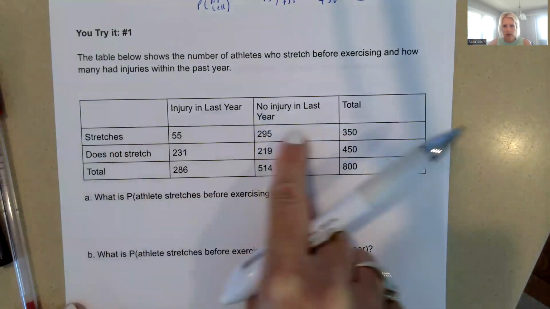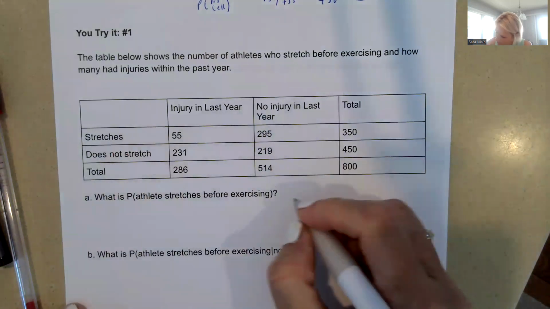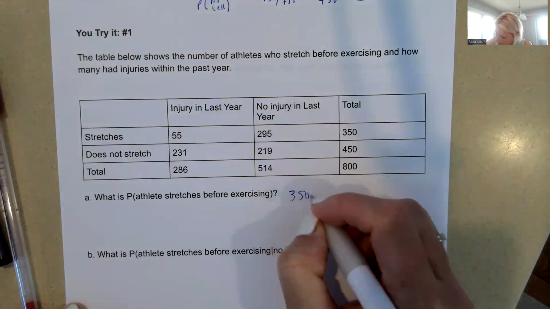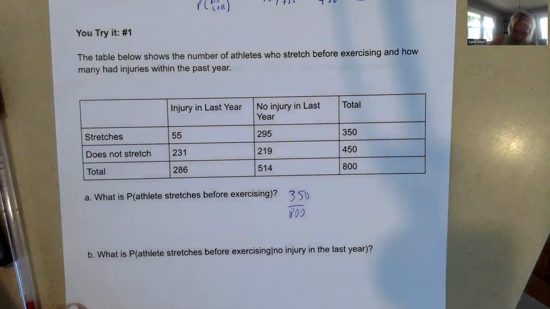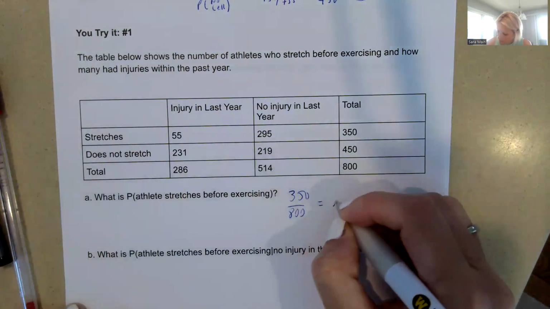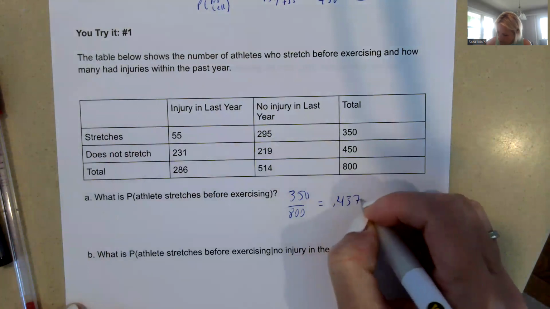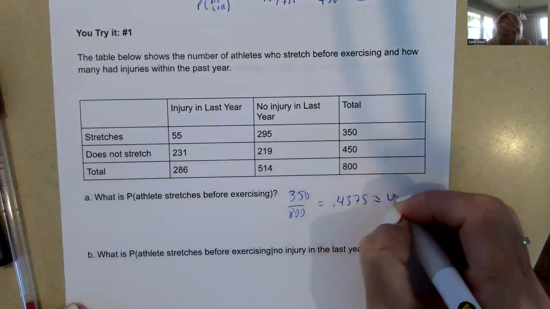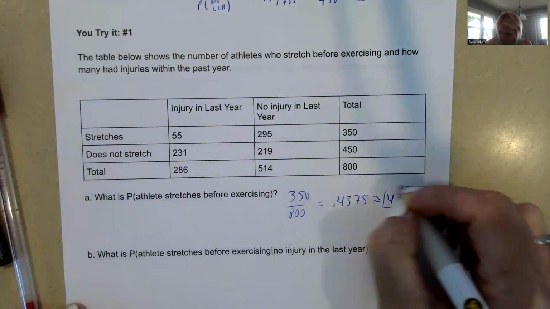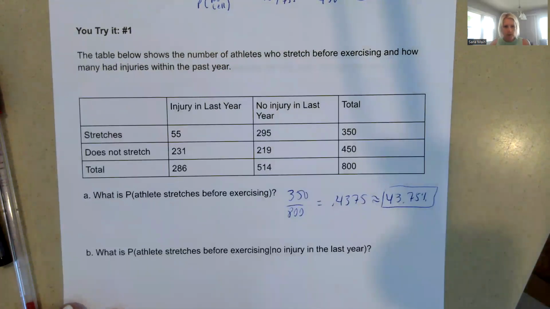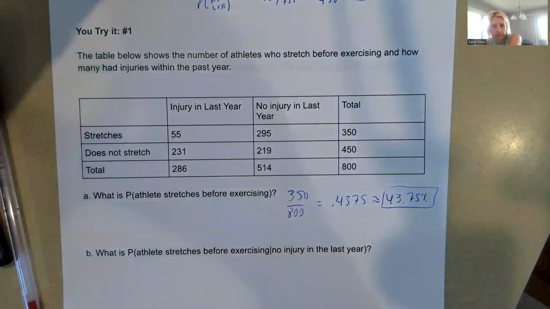So stretches would be all of these 350 out of the total 800. So 0.4375, 43.75%. What is the probability the athlete stretches before exercising given there's no injury in the last year?